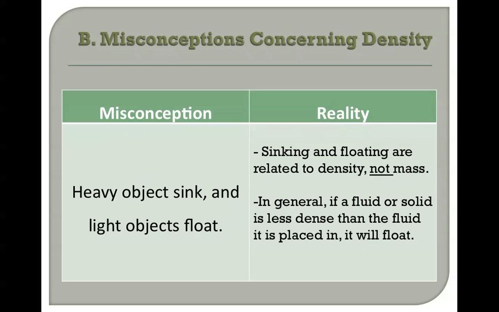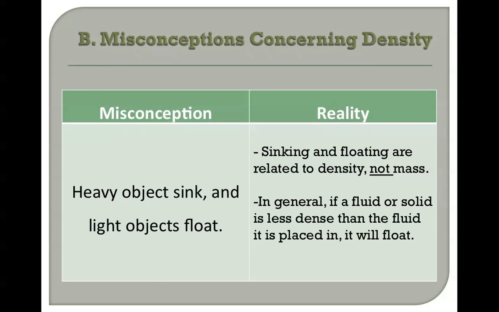So an object can have a high mass, but if it's spread over a large area, its density can be relatively low. So we have to not just look at mass, but also the volume, the amount of space that mass is distributed over. Another common misconception is that heavy objects sink and light objects float. Now, sinking and floating are related to density and not mass. So also, we need to think of basically that if the fluid or solid is less dense than the liquid it's placed in, then it will float.